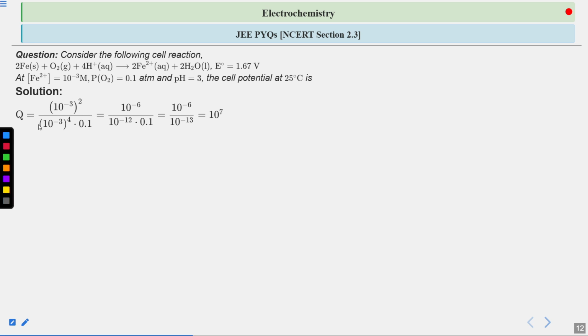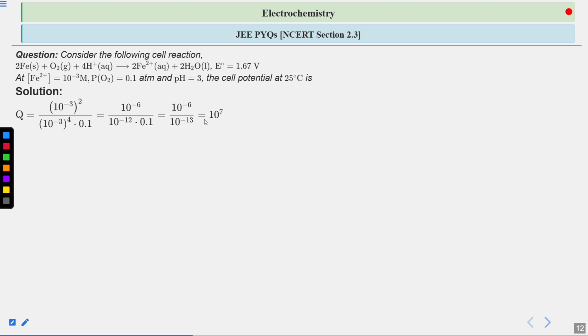Now you just have to solve this. The numerator will become 10 to the power minus 6, divided by 3 times 4, which is 12. So this will become 10 to the power minus 12 multiplied by 0.1. Now we simplify it more. It will become 10 to the power minus 6 upon 10 to the power minus 13, because 0.1 is 10 to the power minus 1, and minus 12 and minus 1 will be minus 13.